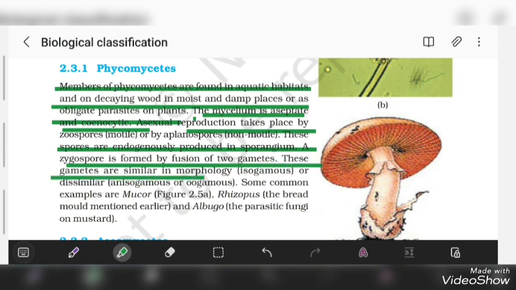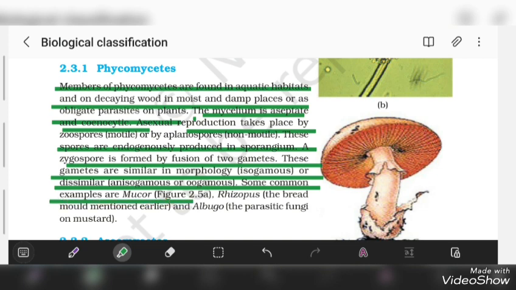These gametes are similar in morphology, isogamous, or dissimilar, anisogamous or oogamous. Some common examples are Mucor, the bread mould mentioned earlier, and Albugo, the parasitic fungi on mustard.